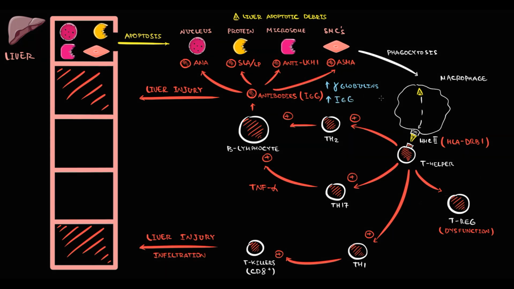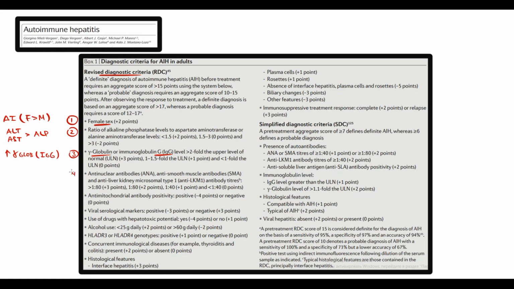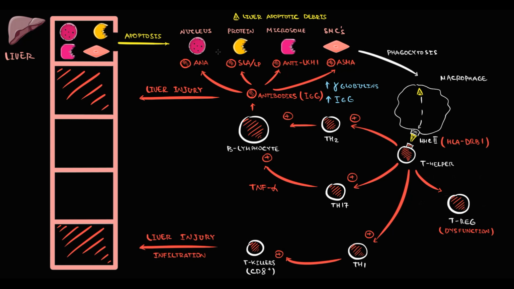in immunoglobulin G antibodies. The fourth criteria is increase in autoantibodies, which are specific to a certain type of autoimmune hepatitis. As we know, in type 1 autoimmune hepatitis, it's antinuclear antibodies and anti-smooth muscle antibodies. In type 2 autoimmune hepatitis, it's liver-kidney microsomal type 1 antibodies. And in both types, we can find antibodies against soluble liver antigen/liver-pancreas.